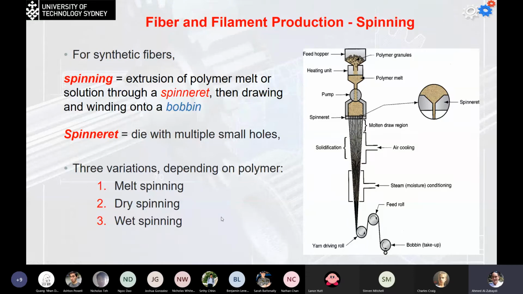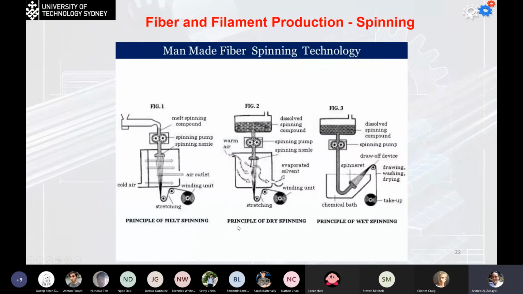Depending on the polymer, there are three variations: melt spinning, dry spinning, and wet spinning. From the name, for melt spinning, we use heat to make it liquid, and then we run it through the spinneret. So this is the first operation, the principle of melt spinning: we heat it up, run it through the spinneret, and collect it at the end, cooled down by air. The other operation is dry spinning, and the third one is wet spinning. In wet spinning, we use a chemical to melt it down and roll it at the other side.